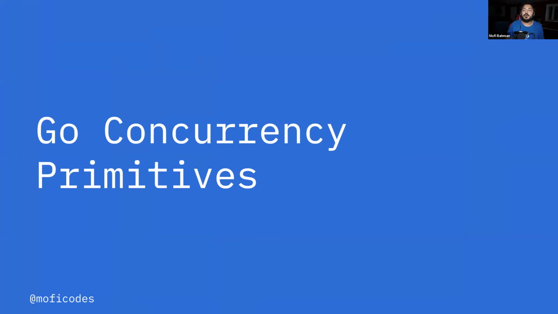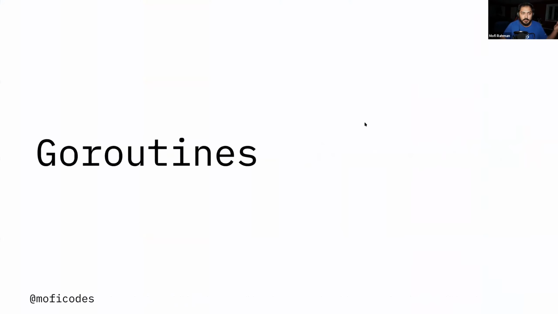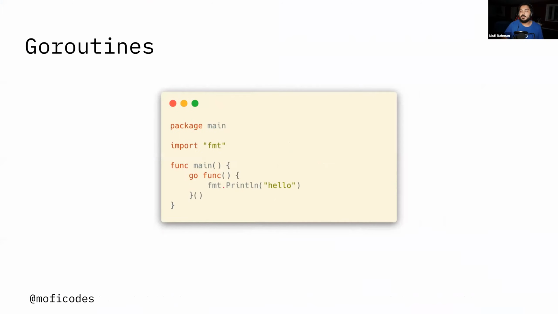What are the Go concurrency primitives that we have access to make our application faster? The very first thing is Go routines. If you want to run concurrency in Go, you create something called a Go routine. It's one of the simplest ways you can do concurrency in any language. All you have to do is put the keyword go in front of any function. That function then executes concurrently with your main Go routine that is running in your main function.